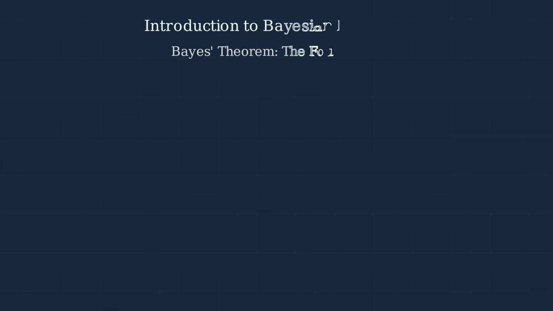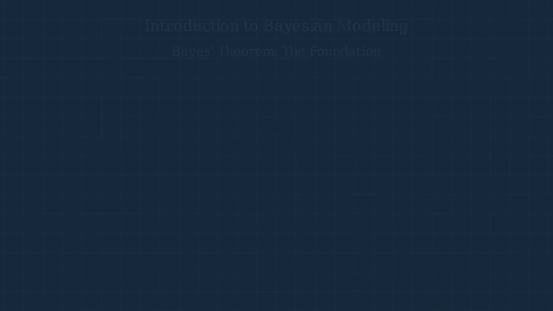Welcome to Bayesian modeling. We'll start with understanding Bayes' theorem, the foundation of Bayesian statistics. Bayes' theorem is elegantly simple yet powerful. It states that the posterior is proportional to the likelihood times the prior. More formally, this can be written as P of theta given D equals P of D given theta times P of theta divided by P of D.